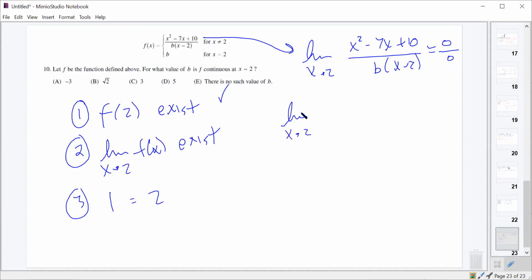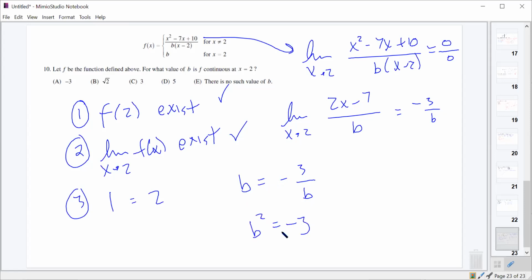If we take the derivative using L'Hopital's rule, the top becomes 2x minus 7, and the denominator becomes b. So the limit as x approaches 2 ought to be negative 3 over b. So that exists. We just need to know, when does f of 2 equal negative 3 over b? So when does b equal negative 3 over b? That tells us that b squared equals negative 3. Well, that never happens. So there is no such value of b. It seems like we should be able to make it continuous because the limit exists and the function exists, but we can't because there's no way to make those two things equal each other. Does that make sense to everybody?